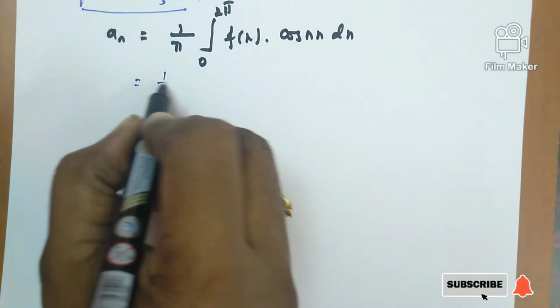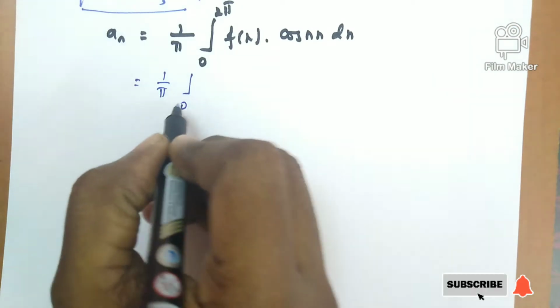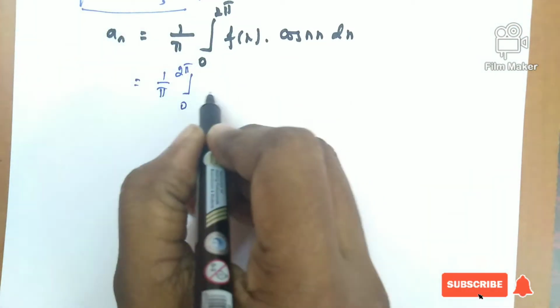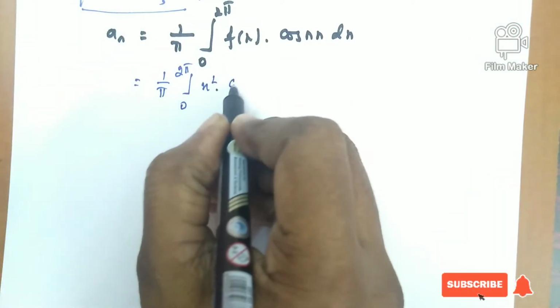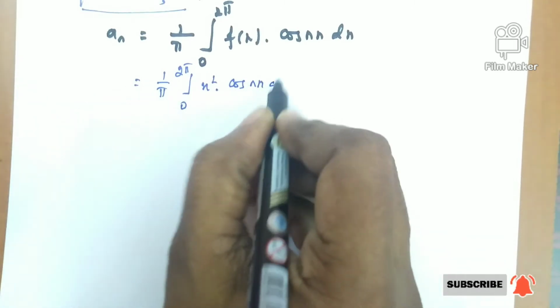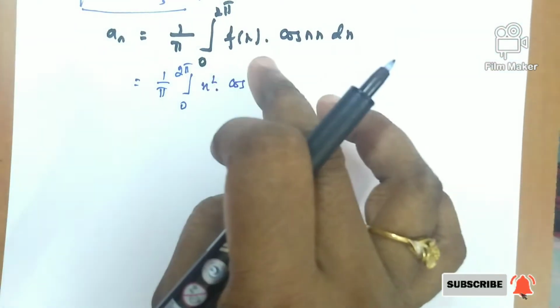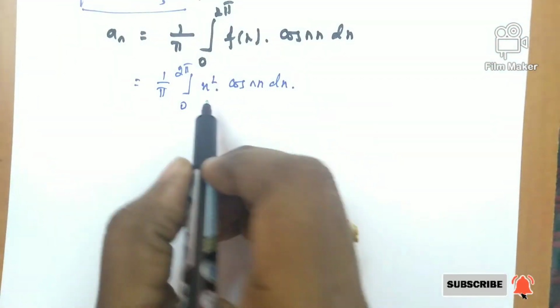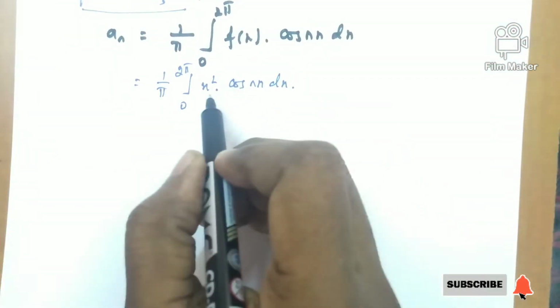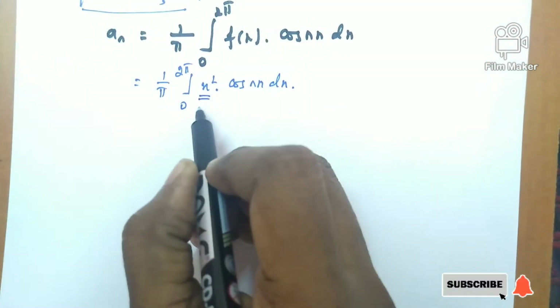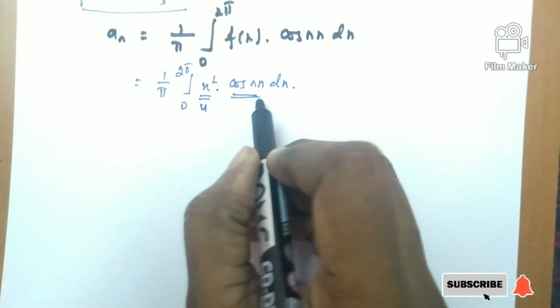F of x is nothing but the given f of x, x square. So x square into cos nx dx. This is the substitution for f of x. Now look at this. Here we have to integrate this by the method of u v. So here we can take x square as u and cos nx as v.